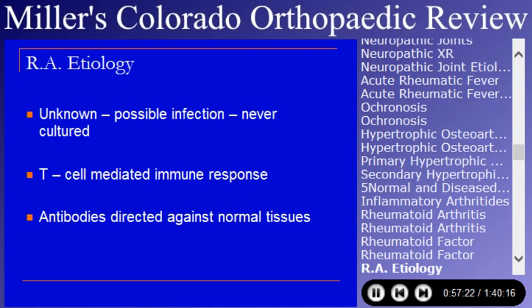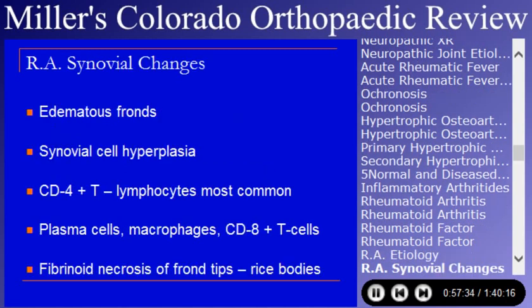The etiology of rheumatoid arthritis is not known. It's possibly infectious. It clearly involves a T-cell mediated immune response with antibodies directed against normal tissues. The synovial changes include edematous fronds and hyperplasia of the synovium. CD4 positive T lymphocytes are common. Also, plasma cells, macrophages, and cytotoxic T cells are seen. Fibrinoid necrosis of these synovial fronds leads to the deposition in the joints of little white bodies that look like rice nodules, called rice bodies.